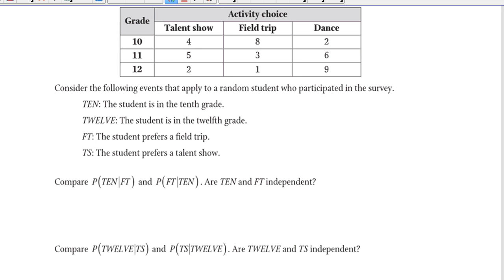You don't need the formula here. I'm just going to go back up to my two-way frequency table and do my totals. So 4 plus 5, 11 people total liked the talent show. 12 people total liked the field trip. And 17 people total liked the dance. And then across the board, 4 plus 8 plus 2, there were 14 10th graders that were surveyed. 5 plus 3 plus 6, there were 14 11th graders that were surveyed. And 2 plus 1 plus 9 is 12.